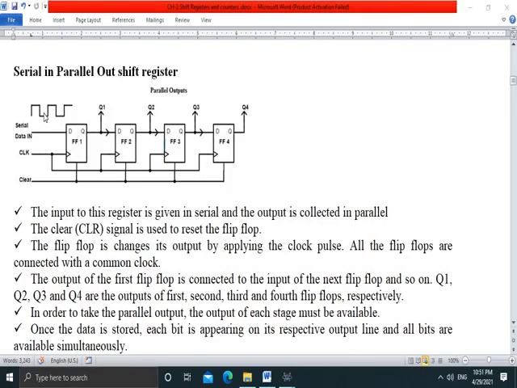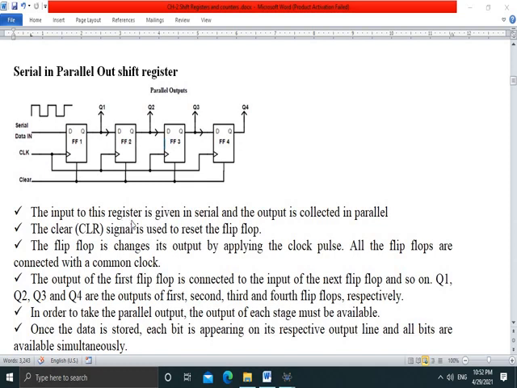Our today's topic is serial in parallel out shift register. This is the block diagram of a 4-bit serial in parallel out shift register. For storing 4 bits, we require 4 D flip-flops. Data is entered serially, meaning 1 bit by 1 bit, and data is taken out in parallel, meaning multiple bits at a time. Clock inputs of all the flip-flops are connected together to a common input called the clock input.